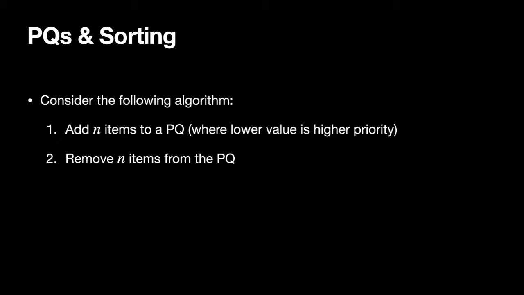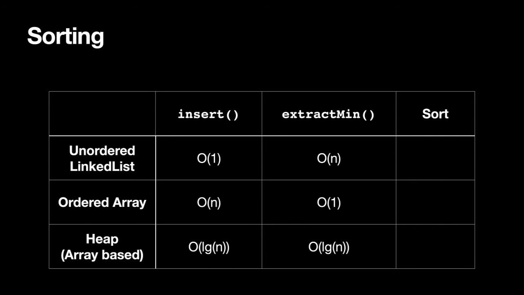We'll get items out in order from the highest priority, the lowest value, to the lowest priority, the highest value. So items will be removed in ascending order. We actually saw this example earlier when we inserted a bunch of information into a heap to build the heap, and then removed all of the data from the heap. All of the items were removed in ascending order. So, sorted. We've come up with a way of sorting. Let's look at how our three different implementations of priority queues compare with this approach to sorting.